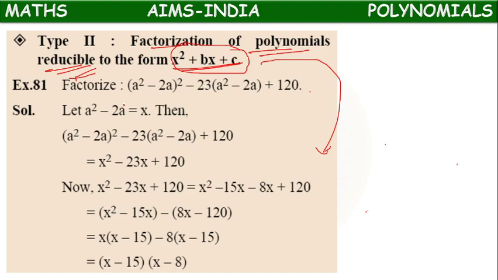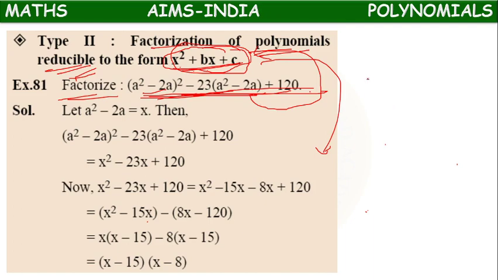Suppose example 81, factorize this expression they have given. This expression is not in the form of x square plus bx plus c. So first we are changing it to the form of x square plus bx plus c, then splitting the middle term and finding the factors. Same as type 1. This reducing part is the extra part we are learning in this type.